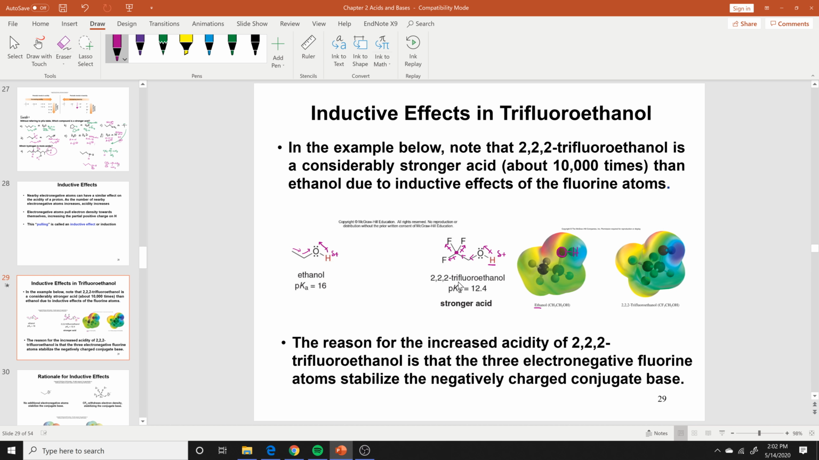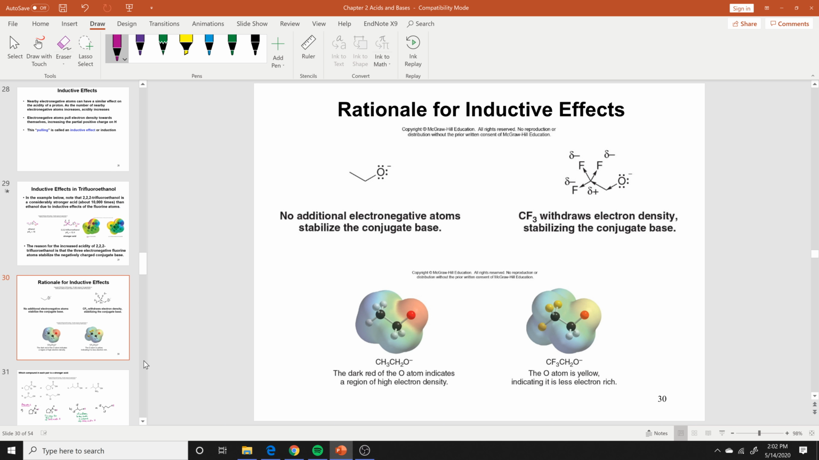It's spread, and this is the idea for stability. It makes the conjugate base more stable. If your charge or your electron density is spread over a larger surface area, it's going to make your conjugate base more stable. So the conjugate base over here is going to be more stable because the electrons are distributed over a larger surface area rather than having the electrons just focused on the oxygen.